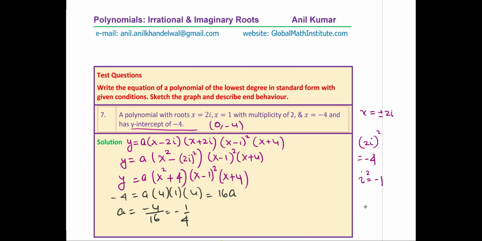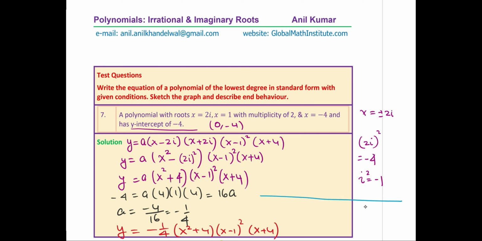And that gives us the result, and the equation should be what? So the equation is y equals minus 1 over 4 times (x squared plus 4) times (x minus 1) whole squared times (x plus 4). Does that make sense to you? So that becomes the equation as such. Now you need to sketch the graph of this polynomial, write down the roots, and sketch the graph.